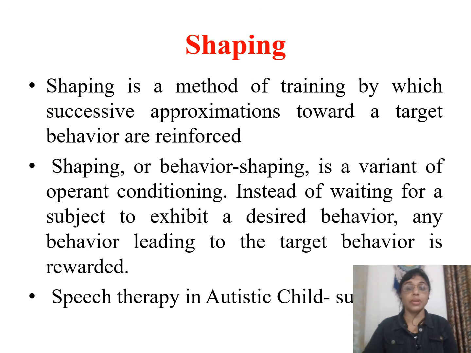Next one is shaping. Shaping is a method of training by which successive approximations towards a target behavior are reinforced. Behavior shaping is a variant of operant conditioning. Instead of waiting for a subject to exhibit a desired behavior, any other behavior leading to the target behavior is rewarded. For example, speech therapy in an autistic child. So, the child will learn first a word, then a sentence, then complete speech.